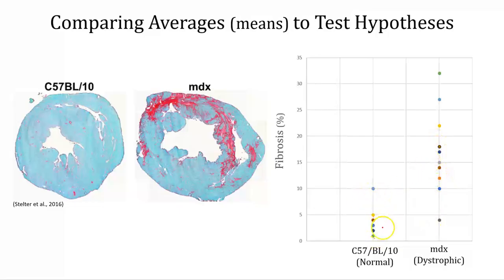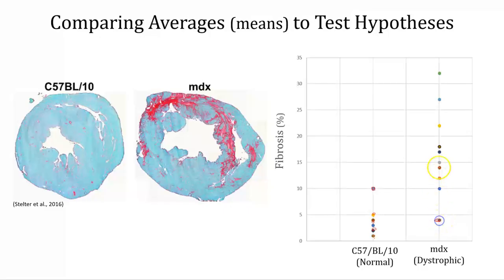But if I was to figure out, okay, so I've got a heart here that's got only 2% scarring to it, it's not a lot of scarring. I've got one maybe with 3% and 4% and 5%, and I have one with 10% here. And then here's my dystrophic hearts that I studied.